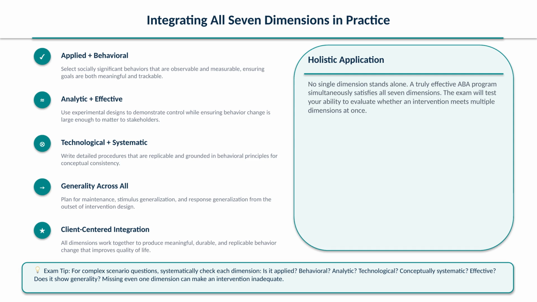For example, when you select a socially significant behavior, applied, you immediately ensure it is observable and measurable, behavioral. When you design an intervention, you must not only demonstrate experimental control, analytic, but also confirm the behavior change is meaningful to the client and stakeholders, effective. Your procedures must be so clearly written, technological, that another practitioner can replicate them, while remaining grounded in behavioral principles, conceptually systematic. Crucially, you must plan for maintenance and generalization from the very start, generality, not as an afterthought.